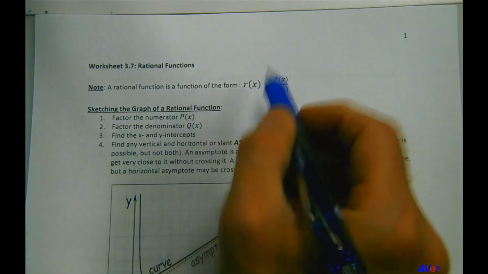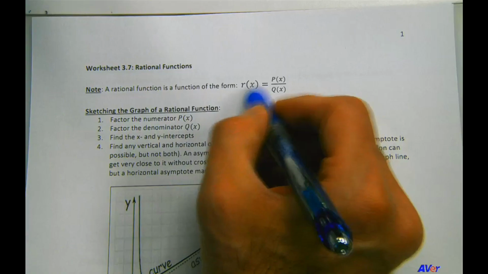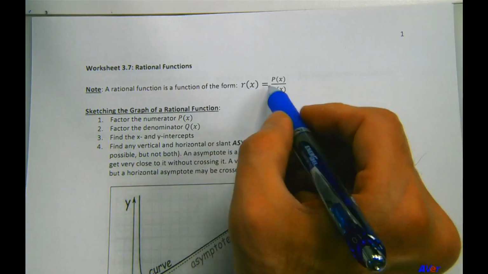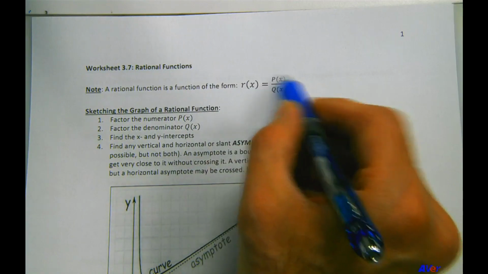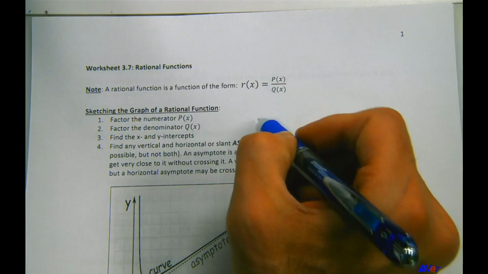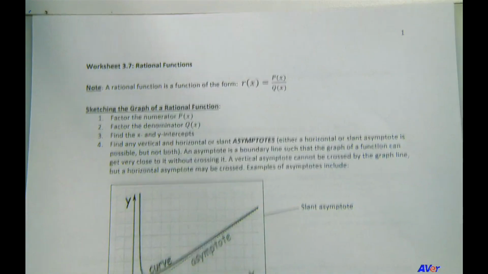Okay, so the basic structure of a rational function is of this type. In this case, the rational function is called r of x. You can call a function anything, so that's what it's called. It equals a function which we call p of x divided by another function q of x. Okay, so how do we sketch?